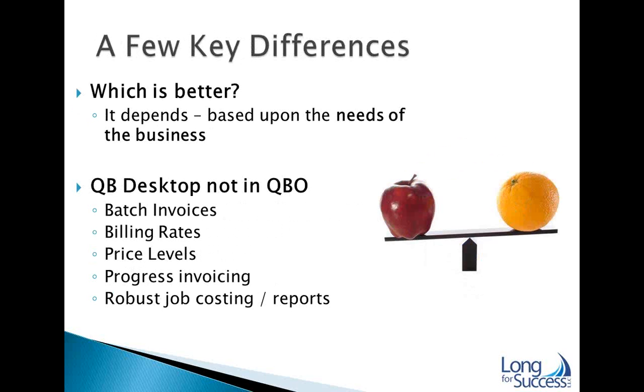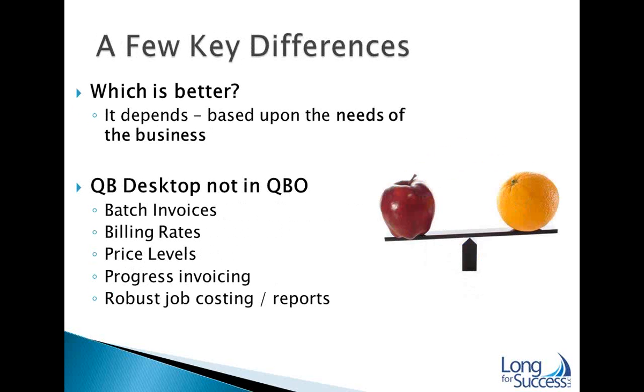So let's talk a little bit about what's in the desktop version that's not in QuickBooks Online, because this is the thing I hear the most from accountants. Well, QBO isn't as robust, and it doesn't have all the features of the desktop version. You're right. It's not the same as the desktop version. It's never going to be exactly like the desktop version. It doesn't have batch invoicing, no billing rates, no price levels, no progress invoicing, and the job costing isn't as robust in the online version as it is in the desktop. Desktop has more robust job costing and reports. So those are some things.